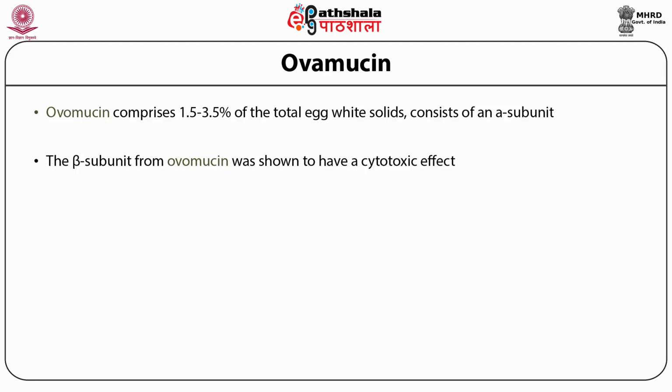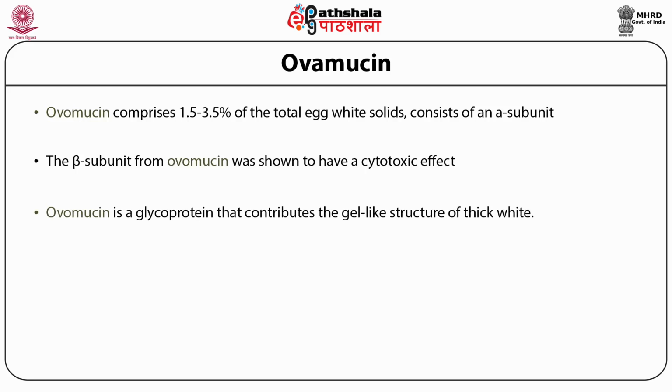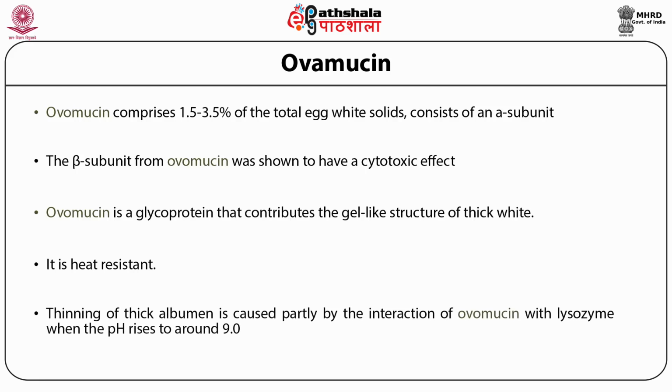Both are highly glycosylated peptide fragments, of 220 and 120 kDa respectively, separated from pronase-treated hen egg white ovomucin derived from the beta subunit, and they inhibit the growth of tumors. Ovomucin is a glycoprotein that contributes to the gel-like structure of thick white. It is heat resistant. The amount of ovomucin in thick albumin is 4x higher than that in thin white.